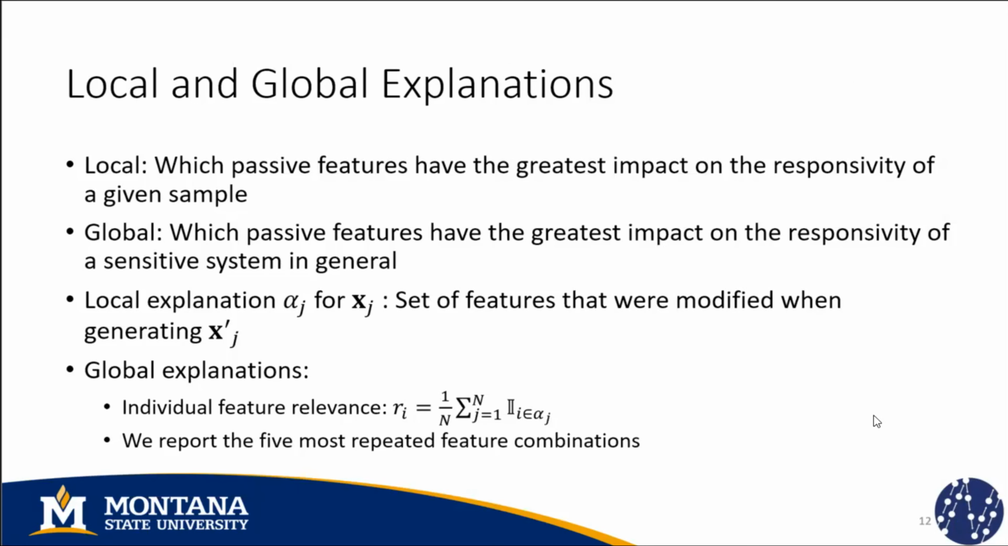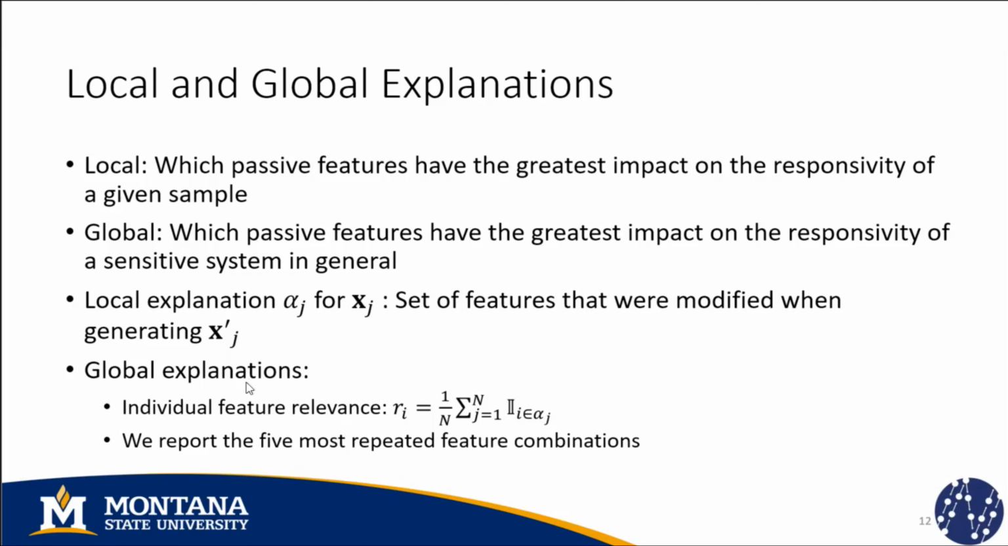The final aspect of our method is to provide local and global explanations. A local explanation conveys which passive features have the greatest impact on the responsivity of a given sample, while a global explanation indicates which passive features have the greatest impact on the responsivity of a system in general. For a given sample xj, a local explanation is denoted as alpha sub j, and it represents the set of features that were modified when generating the counterfactual sample x prime.